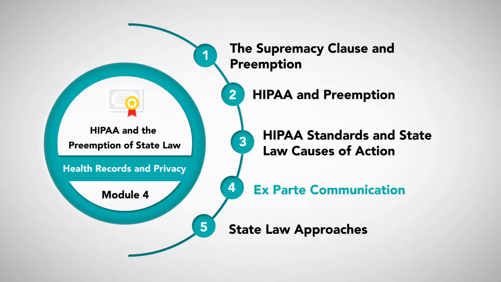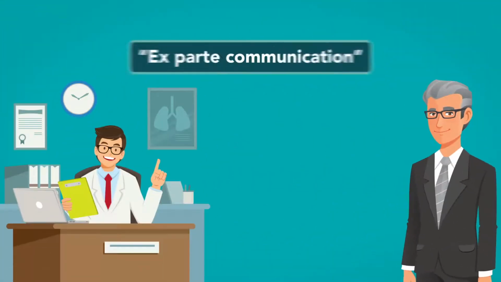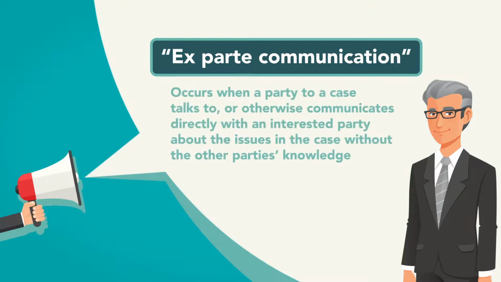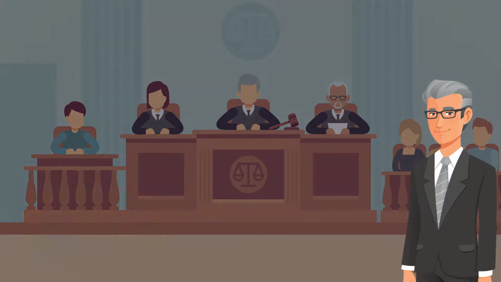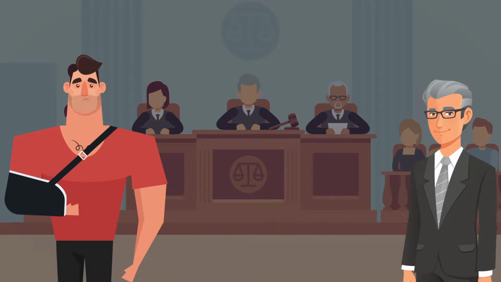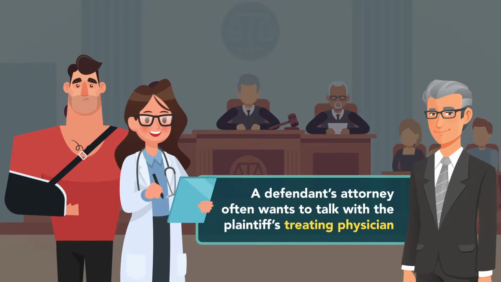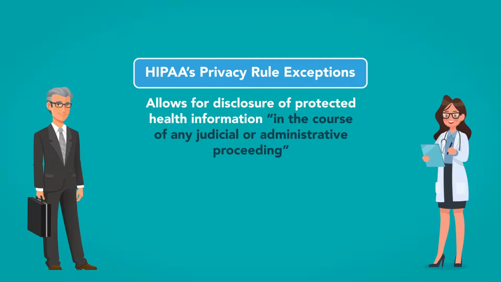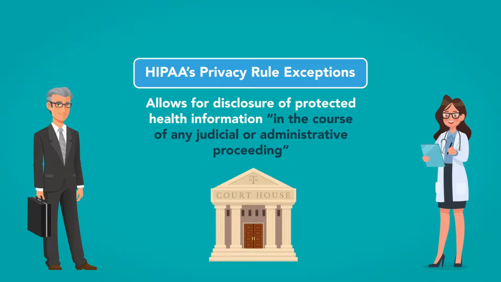Ex parte communication. HIPAA preemption issues also arise in the context of ex parte communication between lawyers and healthcare providers. Ex parte communication occurs when a party to a case talks to or otherwise communicates directly with an interested party about the issues in the case without the other party's knowledge. In many lawsuits where a plaintiff alleges a physical or mental injury, a defendant's attorney often wants to talk with the plaintiff's treating physician. One of HIPAA's privacy rule exceptions allows for disclosure of protected health information in the course of any judicial or administrative proceeding.